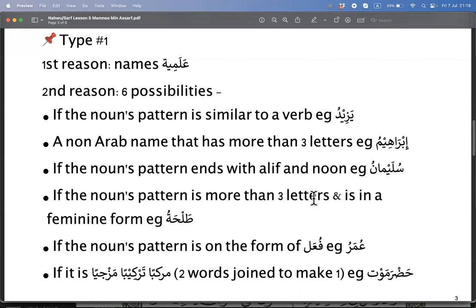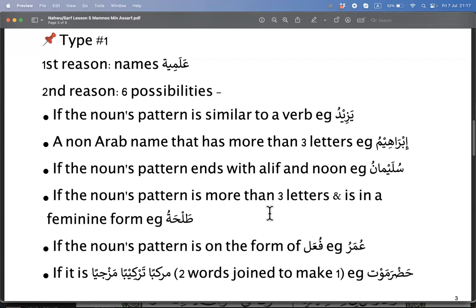Same thing for the Prophet Lut, Lut alaihi salam. Lutun in the Quran, right? Lam waw ta. You have Lutun, Lutan, Lutin because it is a non-Arab name, but it's not more than 3 letters, you see? So when it's only 3 letters, then it's not going to be Mamnoo min as-Sarf. Also Prophet Nuh is the same. Hud is also the same.